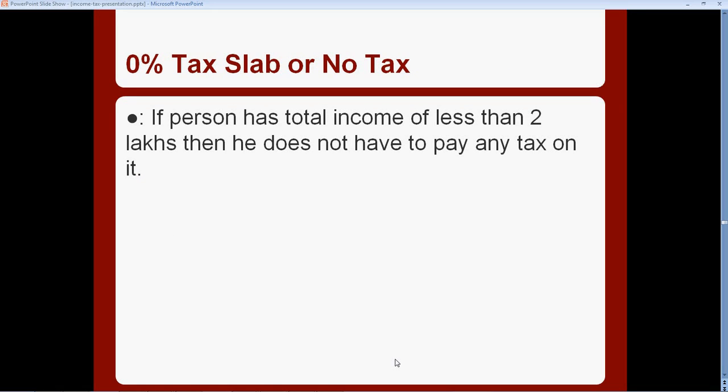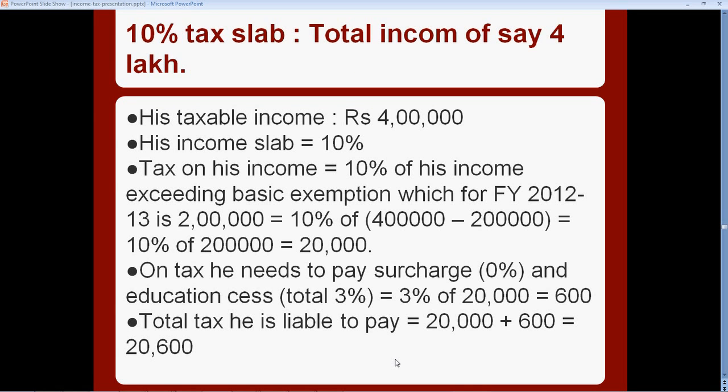If a person has a total income of less than 2 lakhs, then he does not have to pay any tax on it. So, for the 10% income slab, take a total income of say 4 lakhs. His taxable income is 4 lakh. His income slab is 10%. Tax on his income is 10% of the income which exceeds the basic exemption, which for financial year 2012-13 is 2 lakhs. So it is 10% of 2 lakhs, which is 20,000.